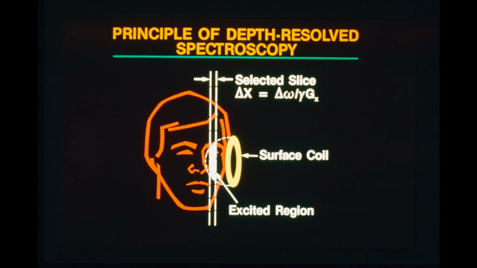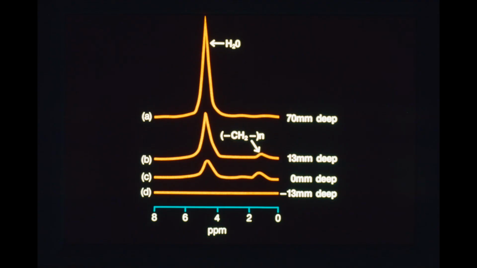One of the first techniques like this that was developed is the so-called depth-resolved surface coil spectroscopy, or DRESS technique. Essentially, by using a surface coil placed on, in this case, a head, and using a slice selection gradient, we now have defined a disk of data that we then sample, which results in something like this.